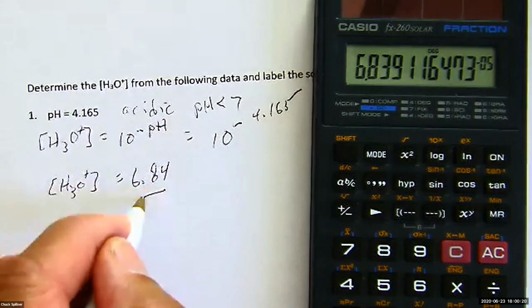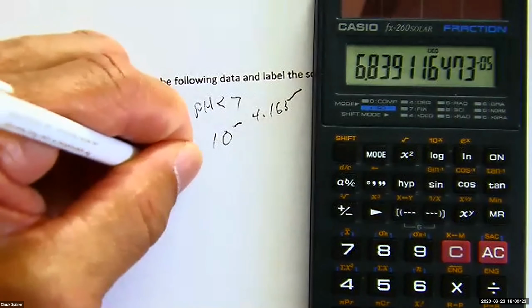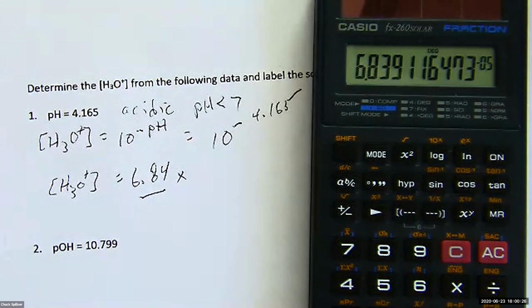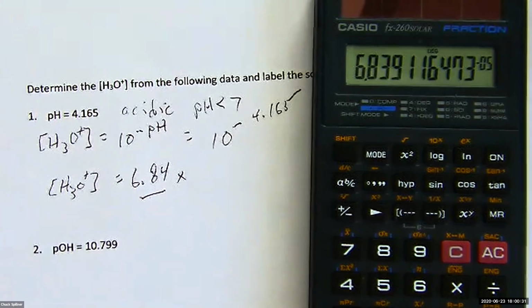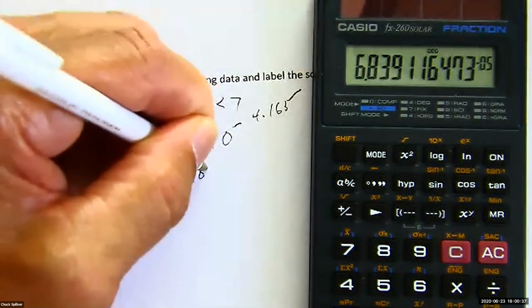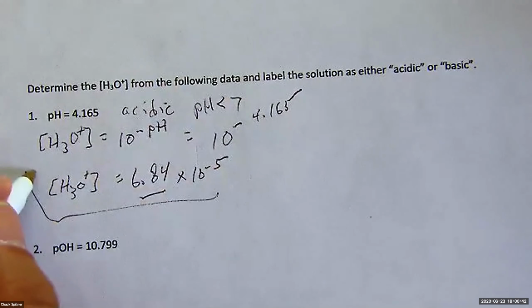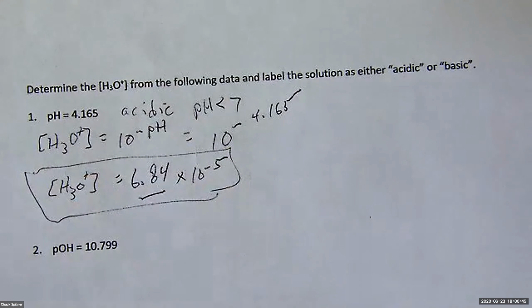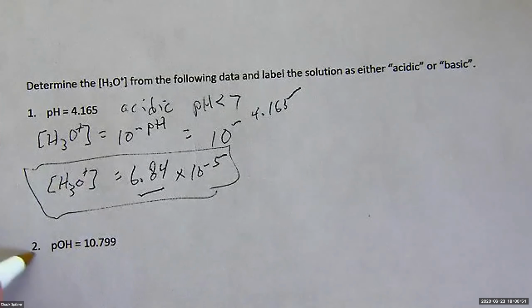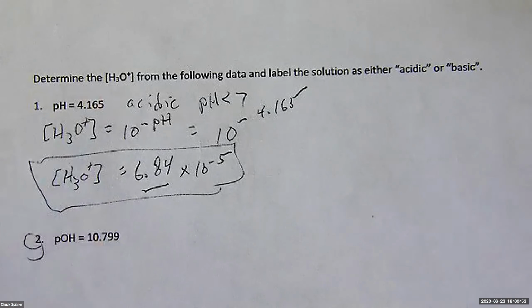So I have 3 sig figs in my coefficient of my scientific number. My answer was 6.84 times 10 to the negative 5. Okay. And we already figured this was acidic, and that matches. Okay, so you can do this next one. The next one has an extra step because we're starting with pOH instead of pH, but I think you can figure that out.